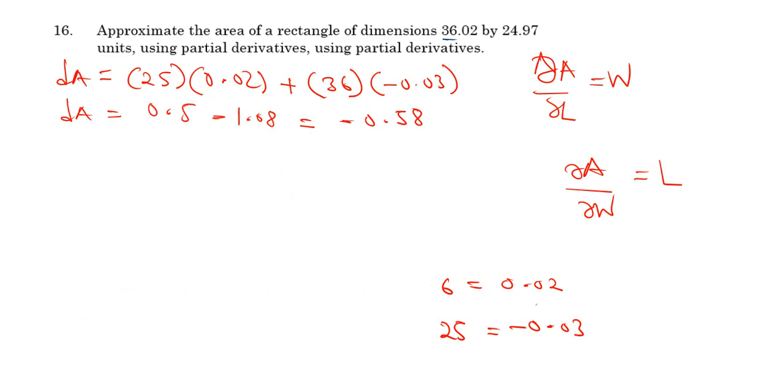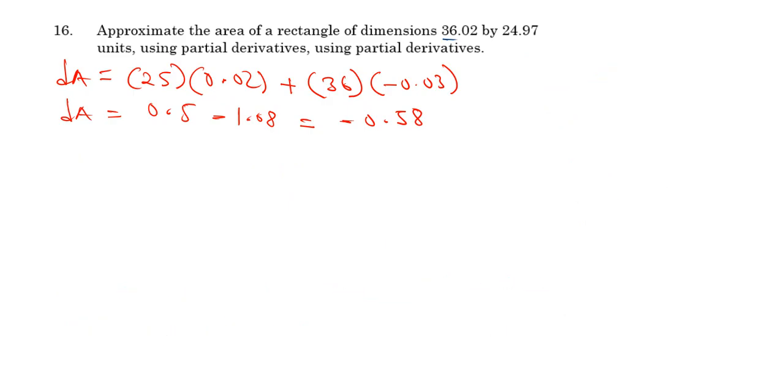Okay, now how do I approximate my area? I found the change in area, but then I have to approximate my area. The approximate area, I'll just say A approximate, is going to be what I considered to be the base area, plus the change in area that I found. I had the points 36 and 25, this is where my base was, but then I've changed and moved to these points.